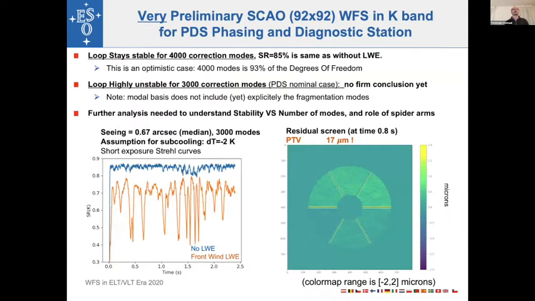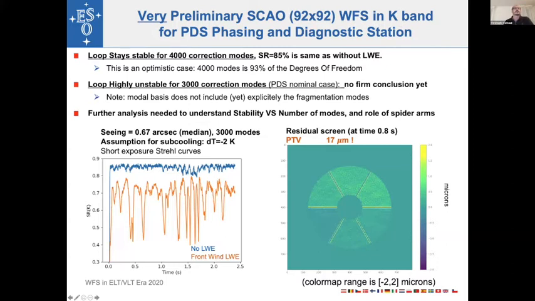I used these wavefront maps to feed SCAO simulations. I simulated the PDS case. PDS is the commissioning tool for the E-ELT, and it includes a SCAO system in K-band. In K-band, we are able to measure the differential piston between the segments. And this is what we see here.